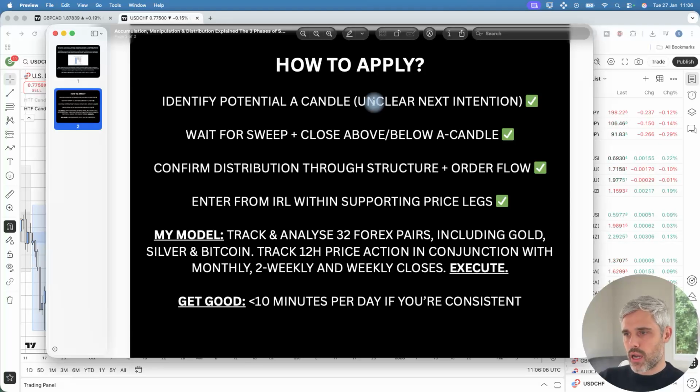So my model is that I track and analyze 32 Forex pairs, including gold, silver, Bitcoin, and I'm tracking 12-hour price action in conjunction with monthly, 2-weekly, and weekly closes. And we can see AMD playing out on every single price range, whether it's weekly, 2-weekly, or monthly, and we can combine how candles are closing on those 3 time frames to get into high probability trades. Once you get good at this, you can do it in 10 to 15 minutes a day.